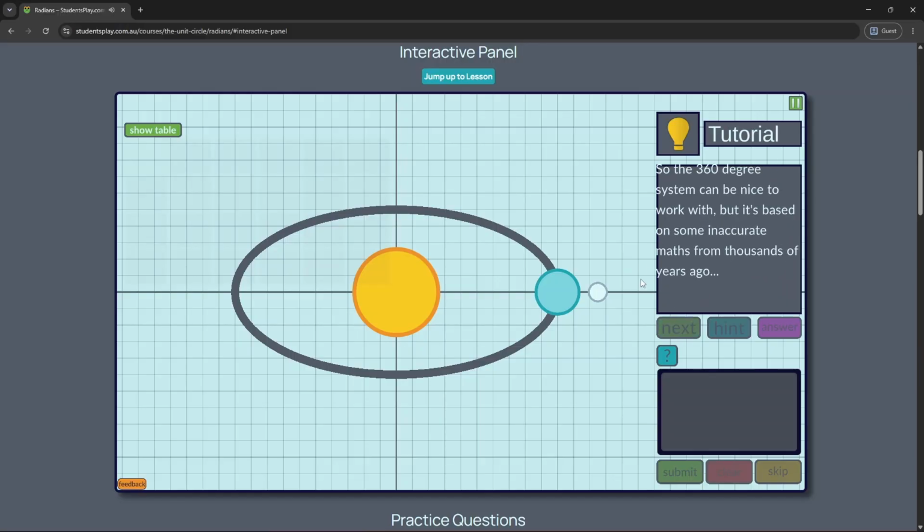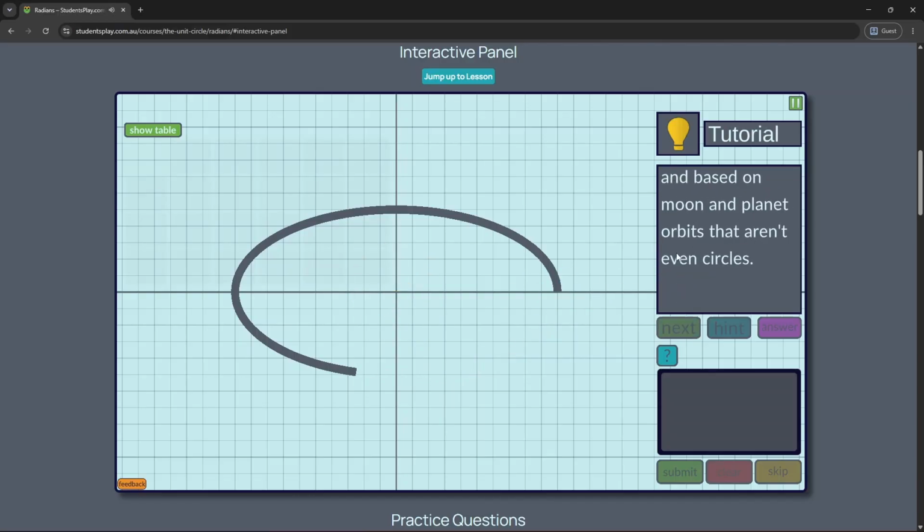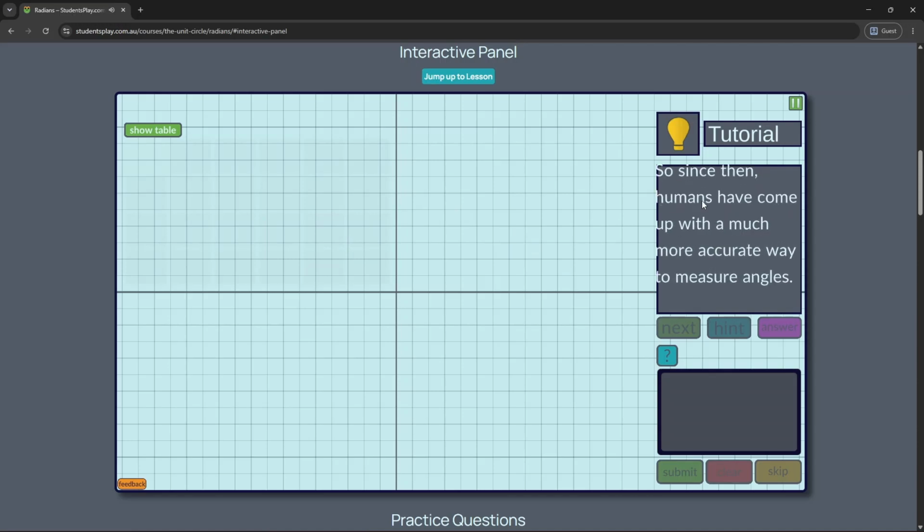Yeah, all very imprecise. So the 360-degree system can be nice to work with, but it's based on some inaccurate maths from thousands of years ago. And based on moon and planet orbits that aren't even circles. So since then, humans have come up with a much more accurate way to measure angles. Now, obviously we still use degrees, and degrees are awesome. And 360 degrees in a circle, it's great. And they use it heaps in like navigating different places, and especially on boats, navigating boats, and it's great.